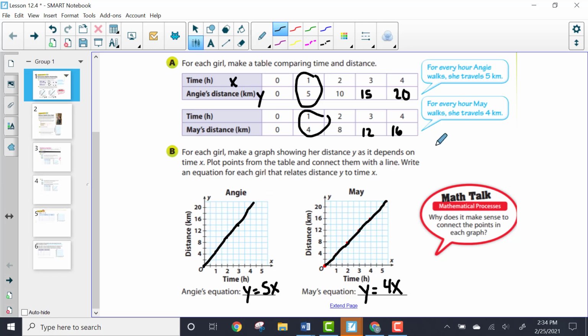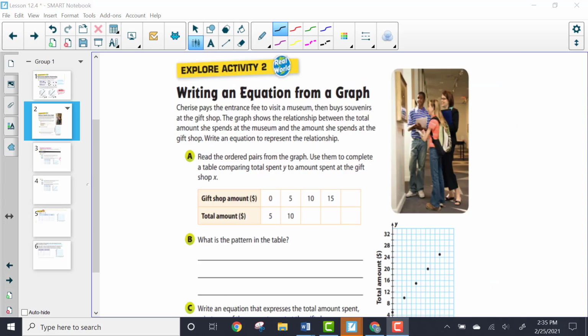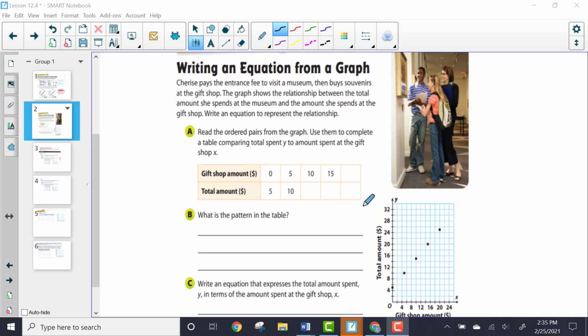So that's a way that you can compare the tables and also the graphs. So the next thing we're going to take a look at is on page 352, and that is writing an equation from a graph. Now, it's important to understand that when you see these types of problems, it's a lot easier to take a look at your graph and then fill out your table, and then you'll be able to see the pattern within the table in order to write the equation.